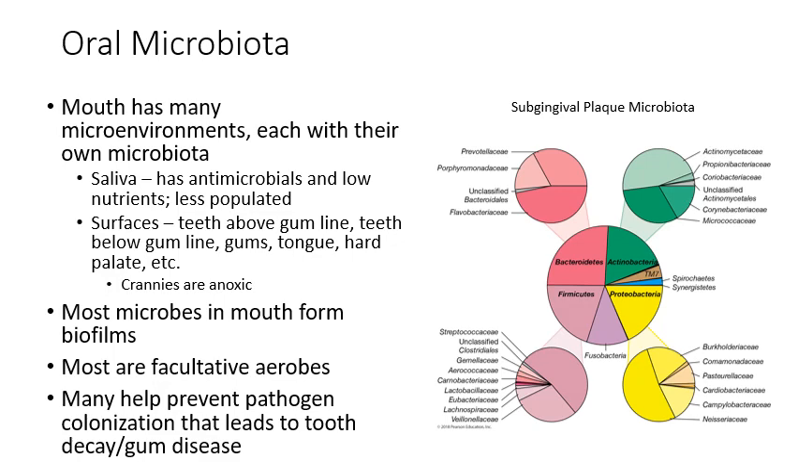Most of those are going to be oxic environments, so there's oxygen present, and you would have aerobes or at least anaerobes that can tolerate oxygen. But the little crannies are going to be anoxic, so like the teeth below your gum line, there's no oxygen that gets down in there, so that's an anoxic environment where you could have anaerobes living.